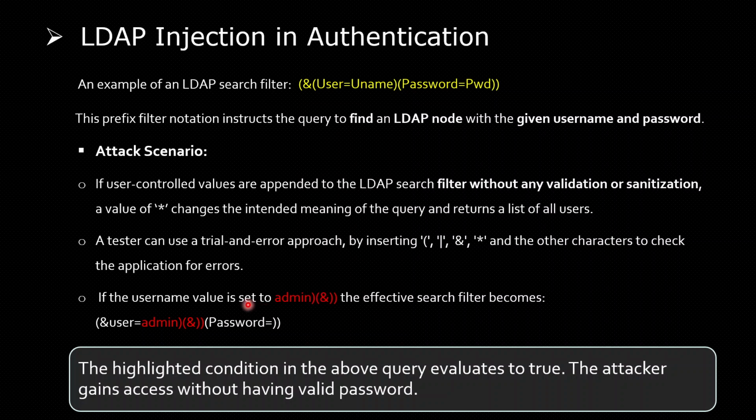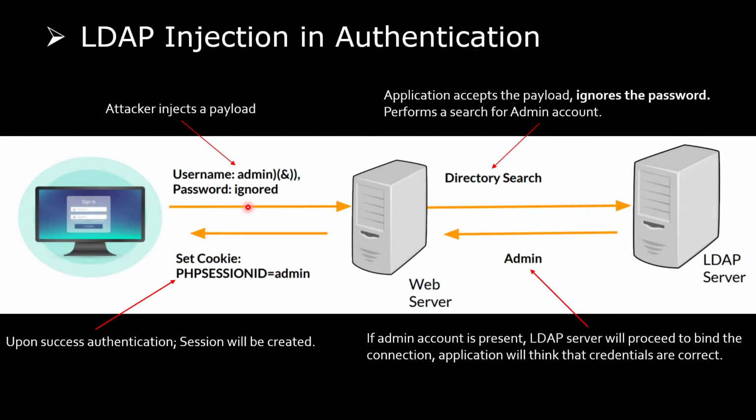If the attacker enters a payload like this in the username field, then the search filter will become this: find a node with username admin and do nothing. The password part of it will get ignored. So the server will check for a node which has username admin. It will not check for the password. And this is how it works.